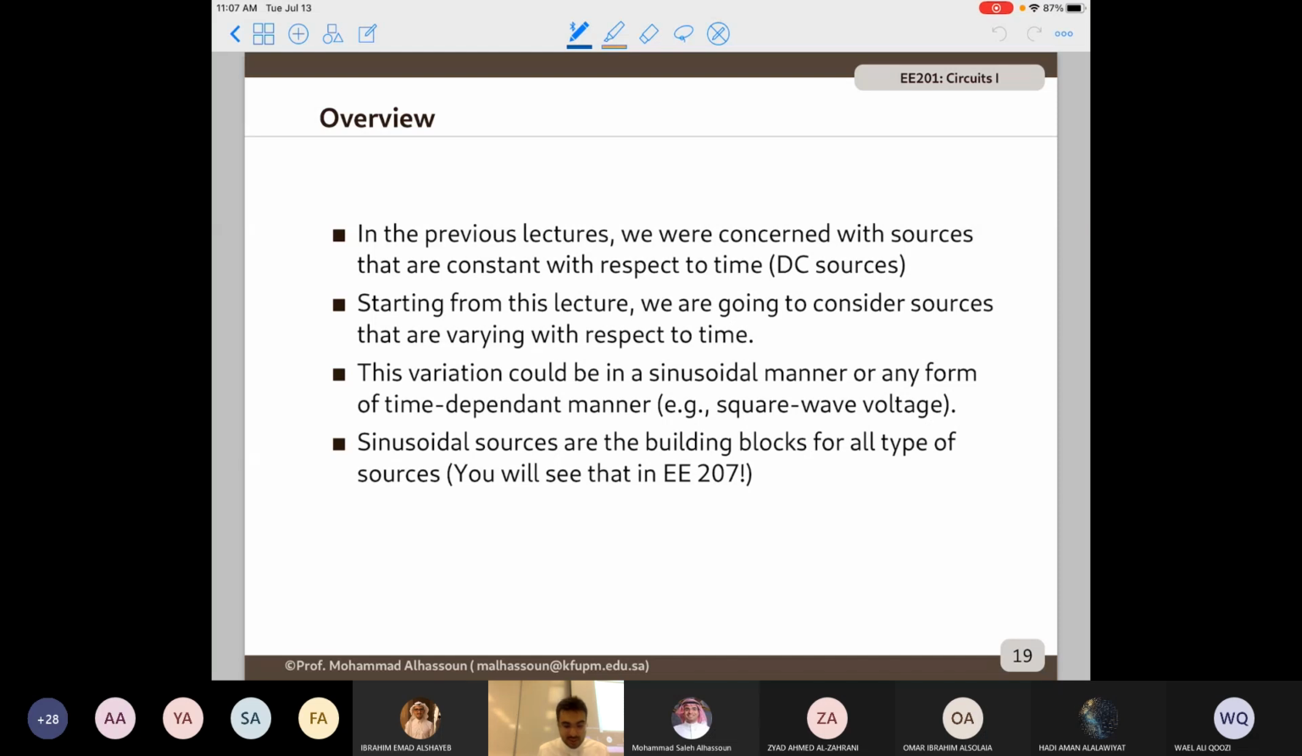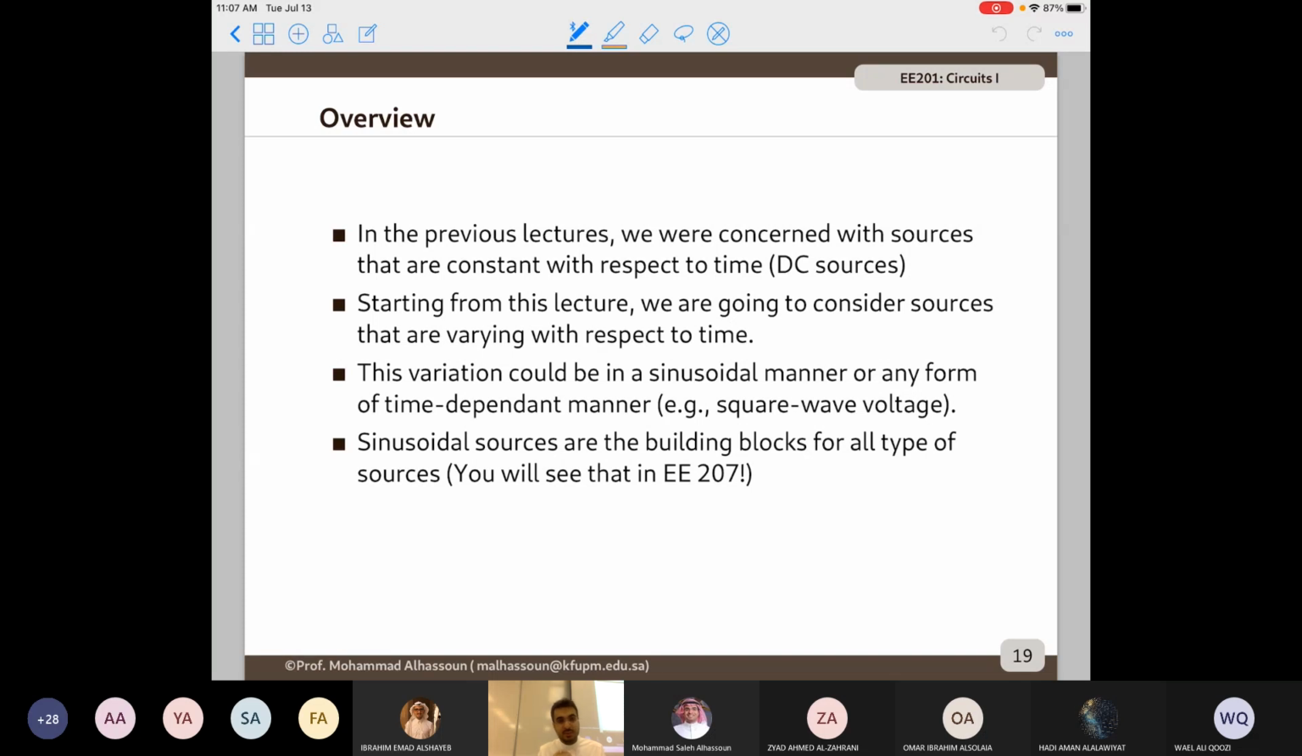But in this chapter, probably in this course, and even in the sequel of this course, which is E213, you'll be focused on sinusoidal sources. There's a very amazing reason why you need to focus on sinusoidal sources.